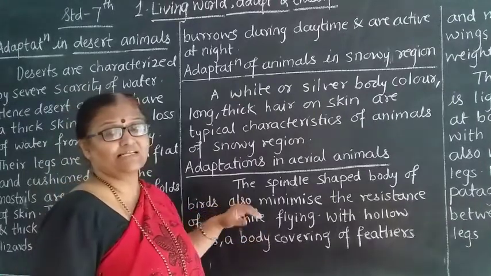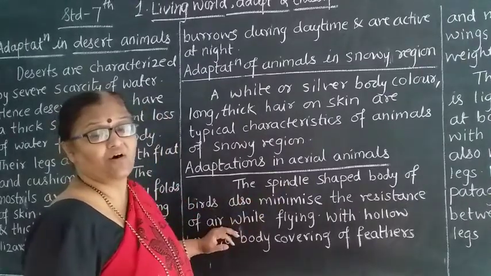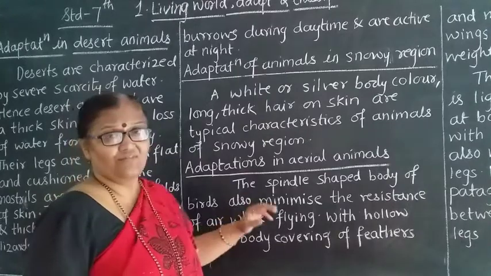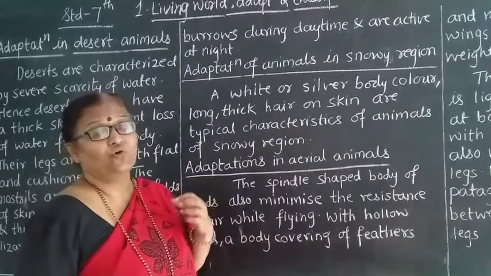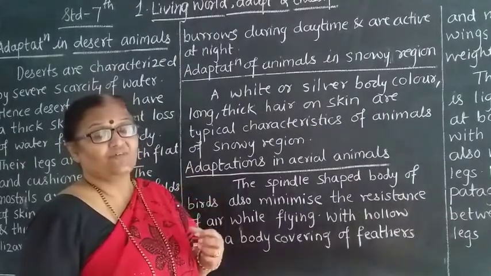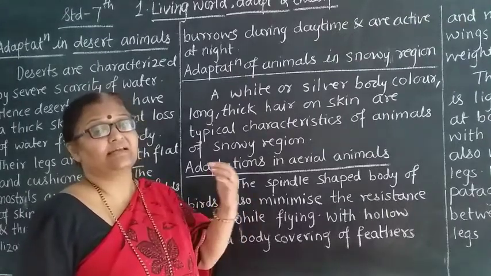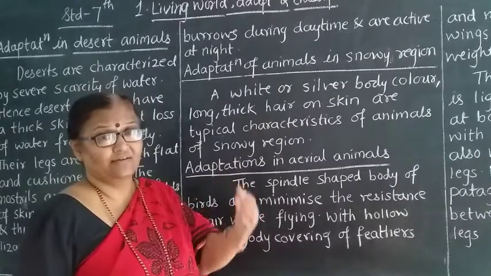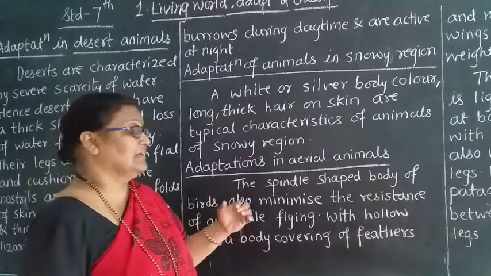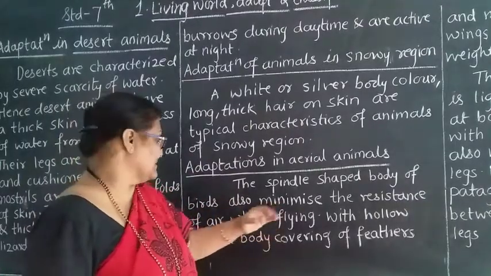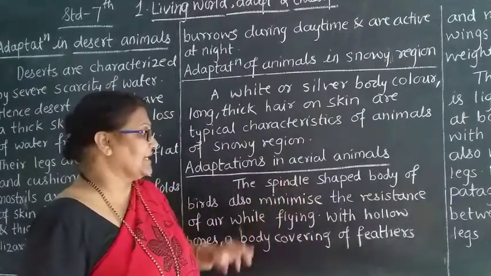Now why do they have a spindle shaped body? They have to minimize the resistance of air. While they are flying, they have to cut through the currents of the winds, and as they go through the winds, they have to leave the wind behind. Only then can they go in the forward direction. So to avoid the resistance while flying, they have the spindle shaped body.